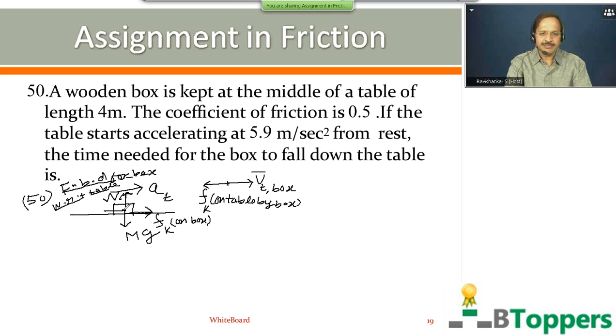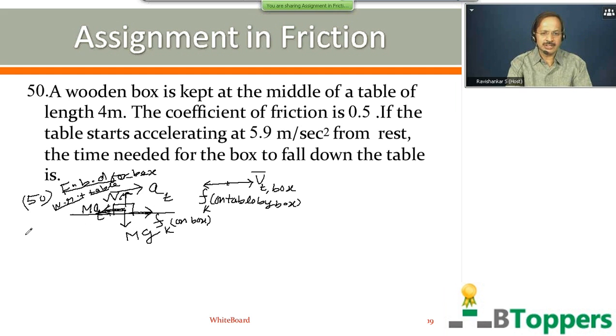Therefore, with respect to the accelerated frame, in addition to these three real forces, there will be a pseudo force on the box. The magnitude of the pseudo force is the product of the mass of the box and the magnitude of the acceleration of the table, which acts towards left side. So a subscript t represents the magnitude of acceleration of the table.